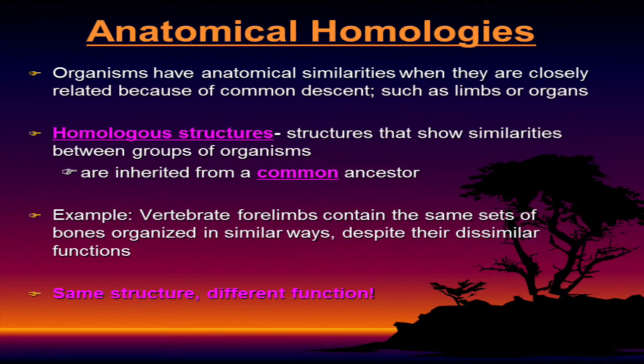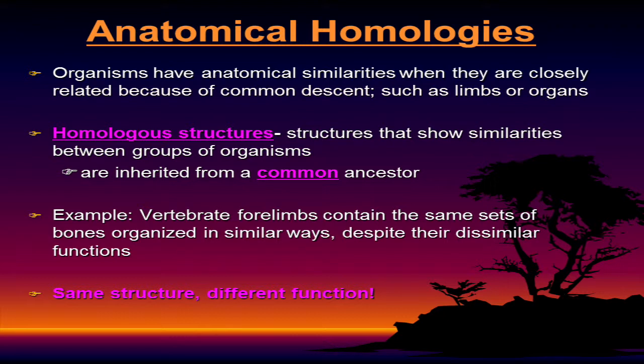Another idea that supports common ancestry is the presence of an anatomical homology. Again, remember that homo means same. Anatomical has something to do with anatomy, which is what? The study of an organism's structure and their parts. Homologous structures are features that are similar in structure but appear in different organisms and have different functions. So, same structure, different function. Put a star by that on your notes right now.